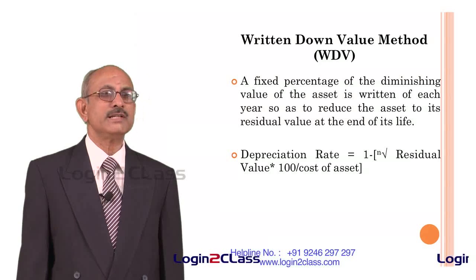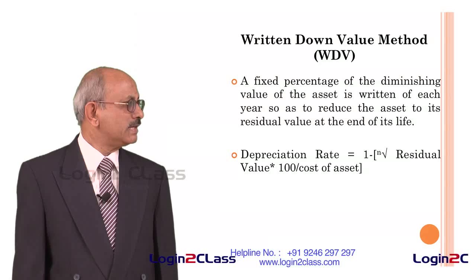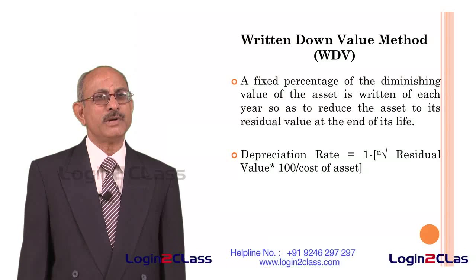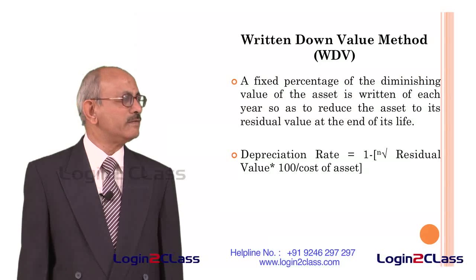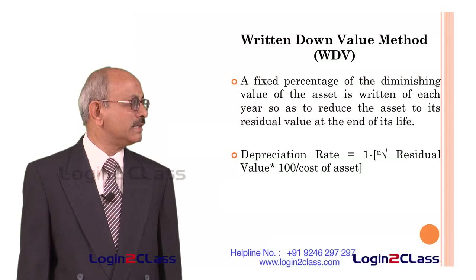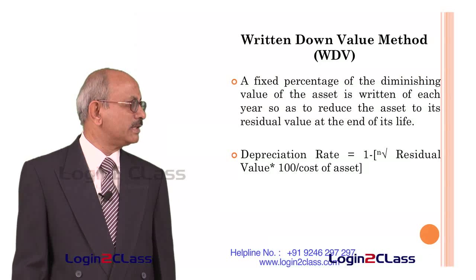So, here what happens is that the rate is first applied on the value of the asset, and in the next year the rate will be again applied on the reduced value. That means the amount of depreciation calculated keeps diminishing every year. That is why it is called the diminishing balance method or the reduced balance method.